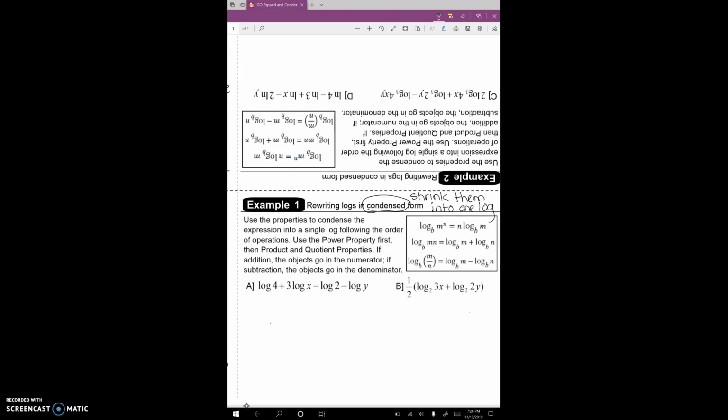So starting with A, we're going to use the power property first. The first one here is the power property. So the 3 is in the front. That means it goes to the back. So then I have log of x cubed.